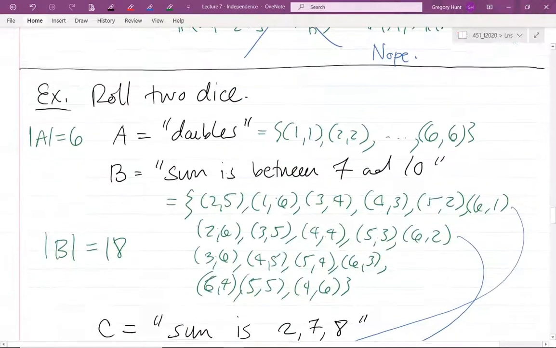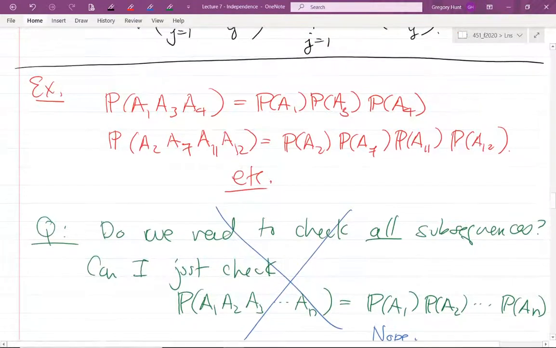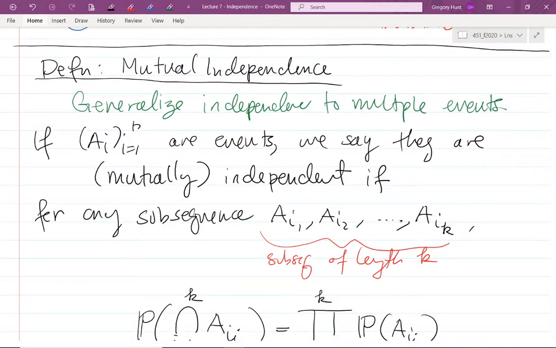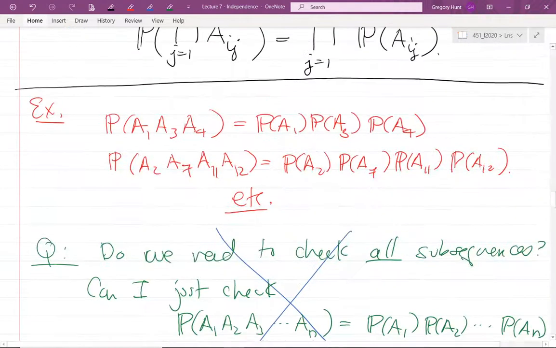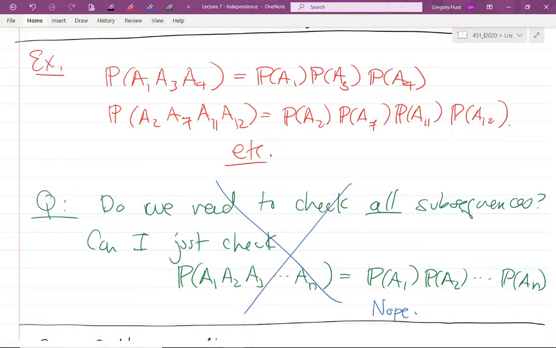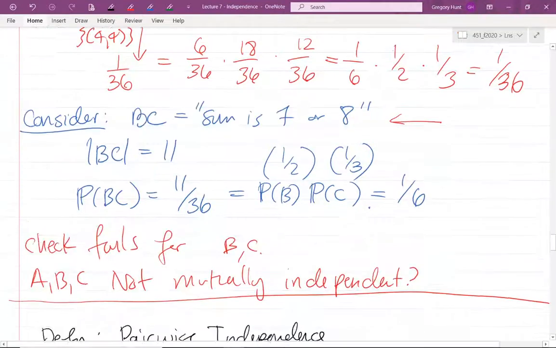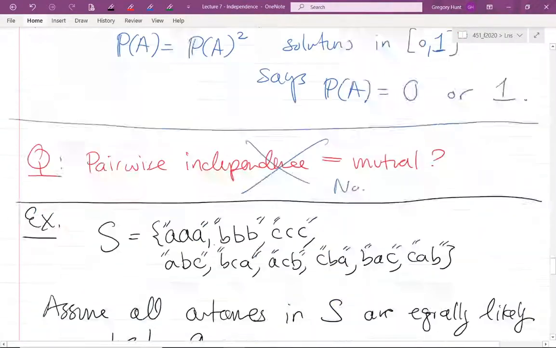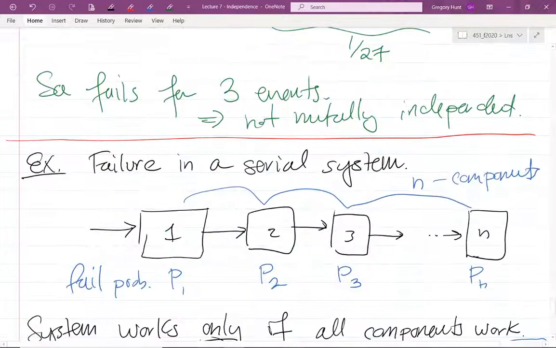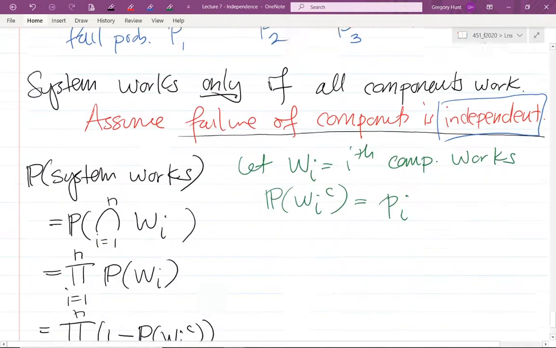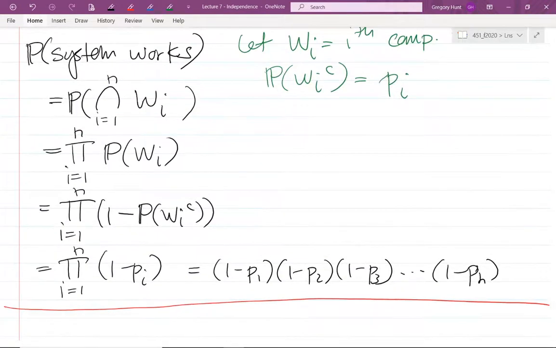And basically we showed that you really do generally have to check all possible subsets. You can't just check the intersection of all of them together, and you can't just check that things are pairwise. And so we showed some examples about pairwise independence and other things, and how they're not the same concept. And then we closed off with this example.